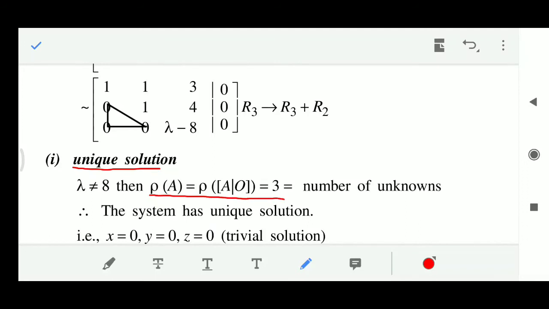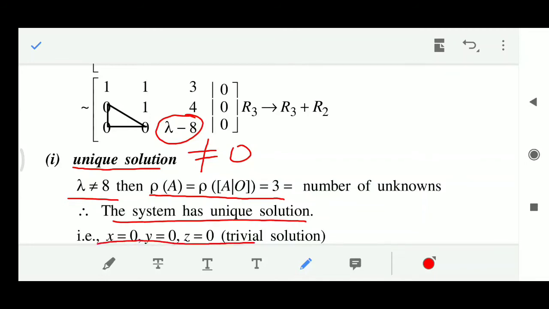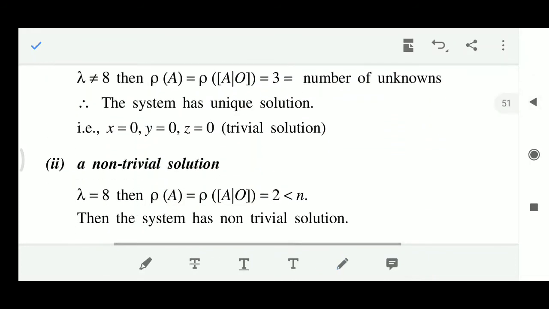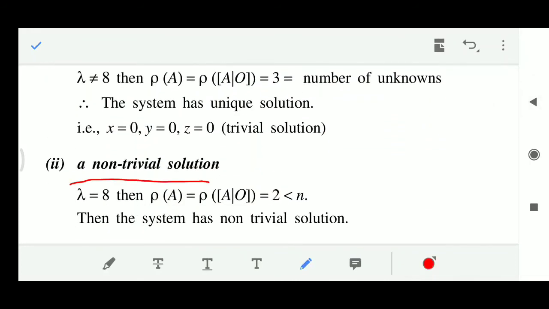Now we have to use the two conditions. The first one is unique solution. For that, lambda minus 8 is not equal to 0. That means lambda is not equal to 8. Then the rank of A and A slash O is equal to 3, the number of unknowns. Therefore the system has unique solution. The unique solution is trivial solution, which is x equal to 0, y equal to 0 and z equal to 0.